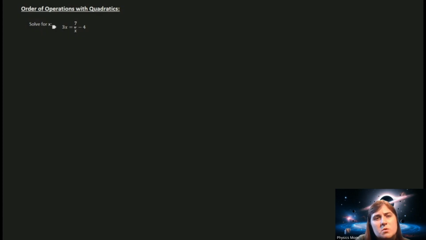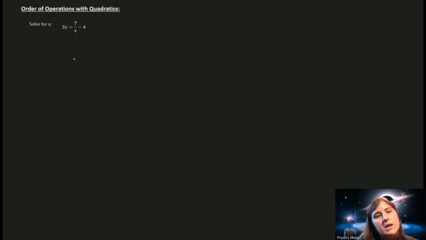The first thing I'm going to do, because I'm solving for x, you'll notice I have x in the numerator on the left side and I have it in the denominator on one of the right sides. I'm going to multiply x to both sides of my equation. Now, because multiplication is of a higher order of operation than subtraction, when I multiply x to both sides on the right side, I have to multiply it to both the 7 over x and the 4.